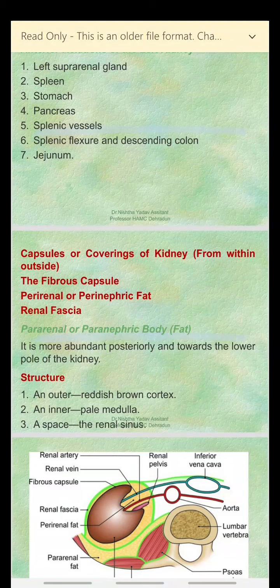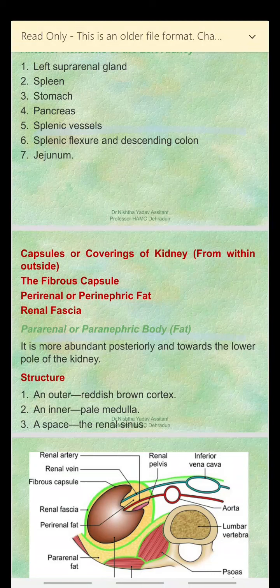It is a layer of adipose tissue, and it is thickest and fills up the extra space in the renal sinus. The next is the renal fascia. The renal fascia is a dense fibrous tissue and it anchors the surrounding structures to keep the kidney retroperitoneal.